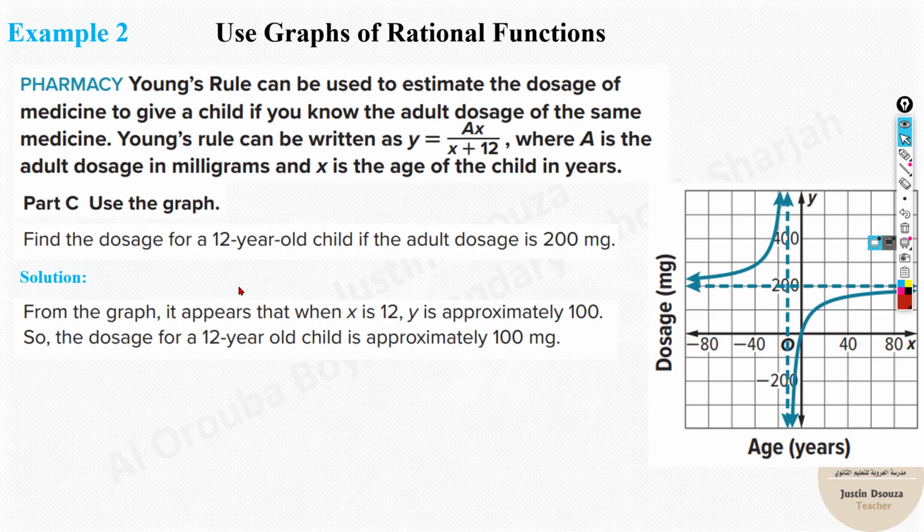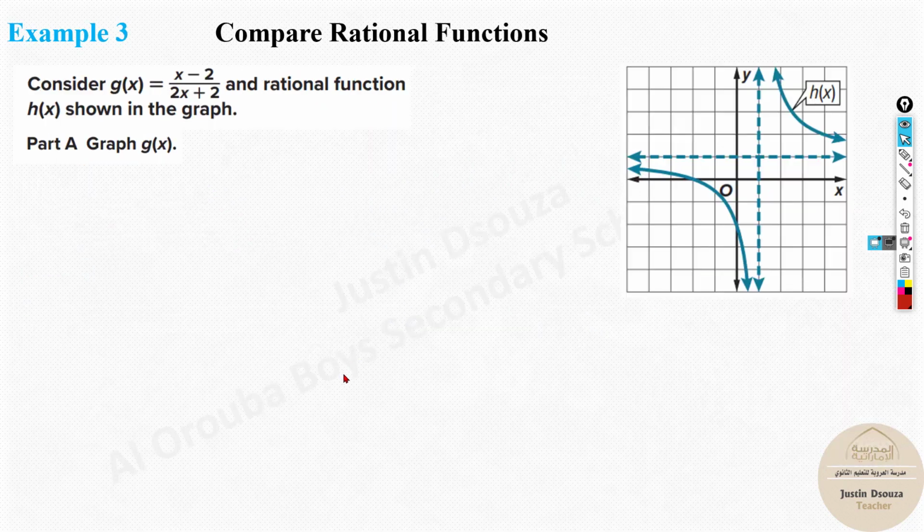Whatever is asked, just look accordingly and solve it. This is it. You can either check with the graph, say 12 is 100 over here, or you can solve it by substituting whatever x value they have given, because x is the age of the child in years and they have told 12 years. So that's the thing.